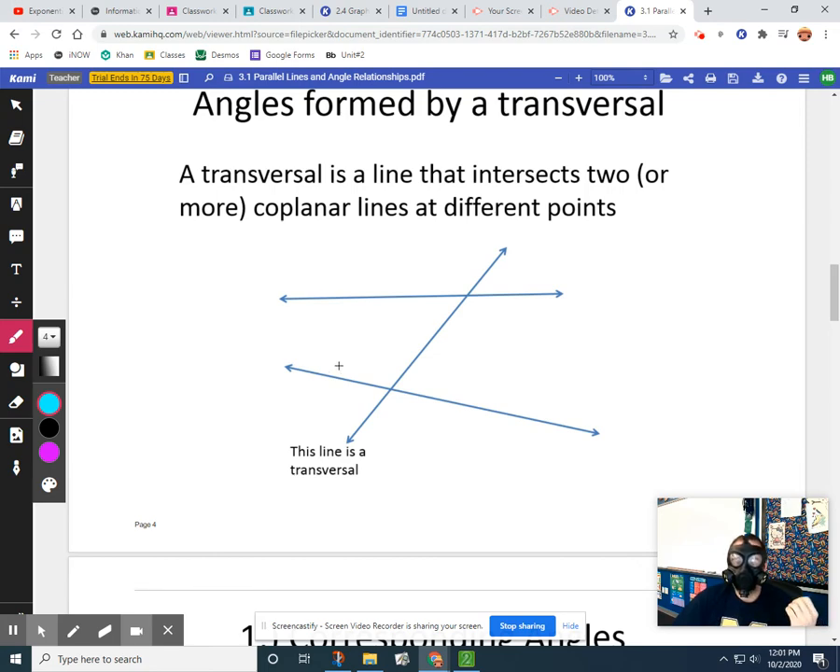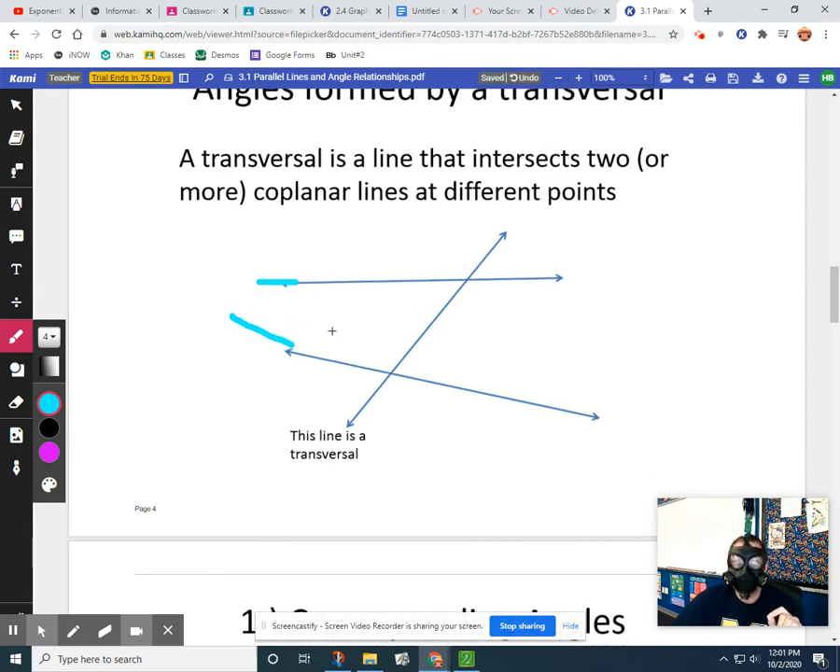I'm sure that you've heard of alternate interior angles, alternate exterior angles. Those pairs of angles exist without your lines being parallel. So what I've got here is a pair of lines, these guys here, and then I've got this third one that comes across both of them called a transversal.